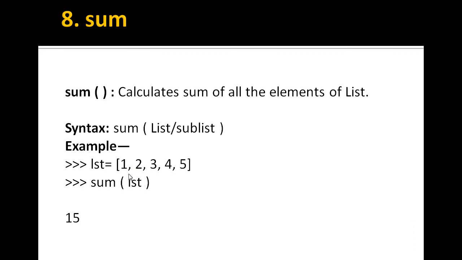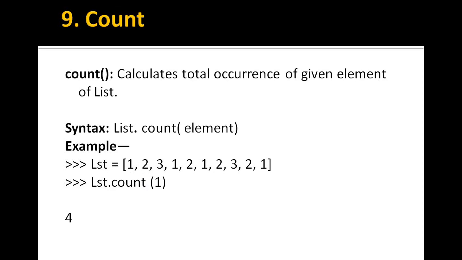Besides this, you can pass a list slice to sum. Next is count. This function is also very useful and it is used to count the occurrence of an element in a list. For example, with this list, if you want to count how many times 1 occurred in this list, you can pass list.count with value 1. It will count total number of occurrences of 1. So in this list, 1 occurs at 1, 2, 3, 4 times, and so you get the answer 4.